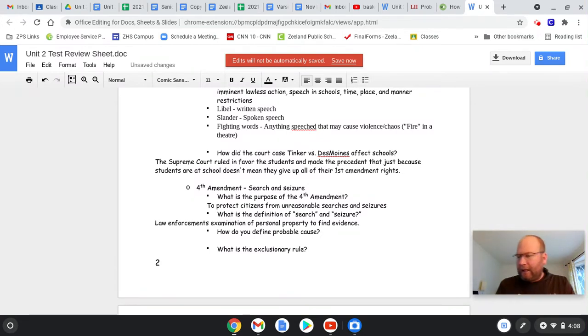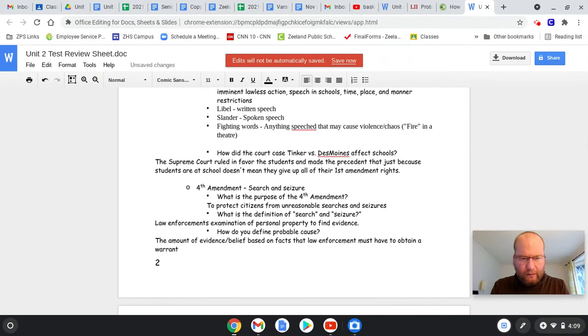Probable cause, that is the amount of evidence, or belief based on facts, that law enforcement must have to obtain a warrant for, I'm just going to put S and S, search and seizure.